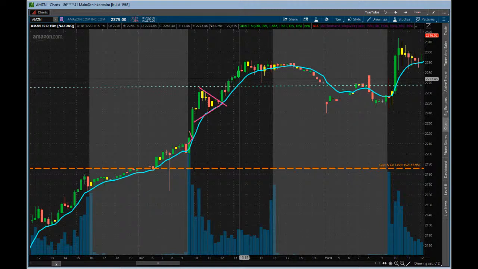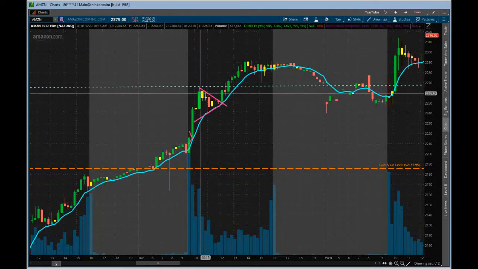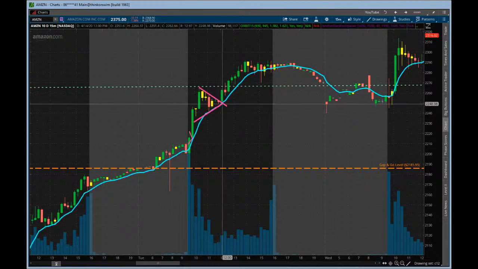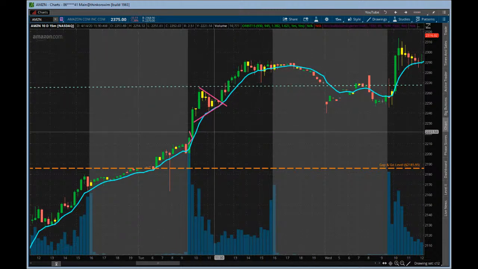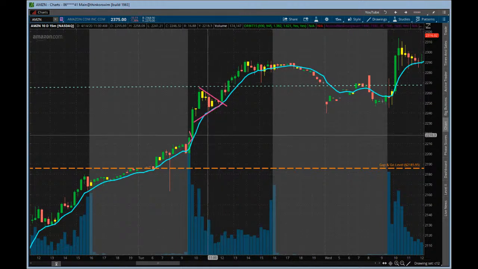And then you could leave some off. You could take some profit right here. Let's say you have 100 shares. You take 50 shares off and just let the other 50 run. Whatever's comfortable. You don't have to go all in on a trade.